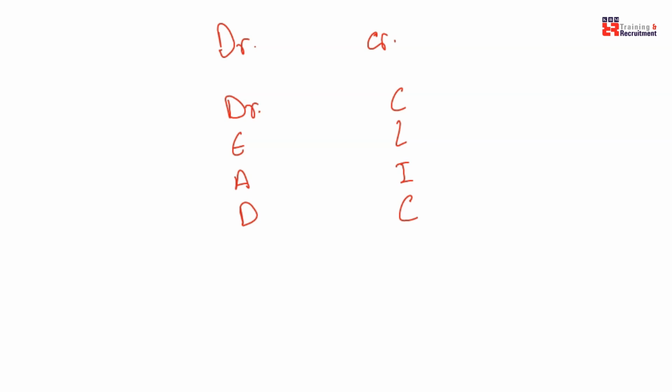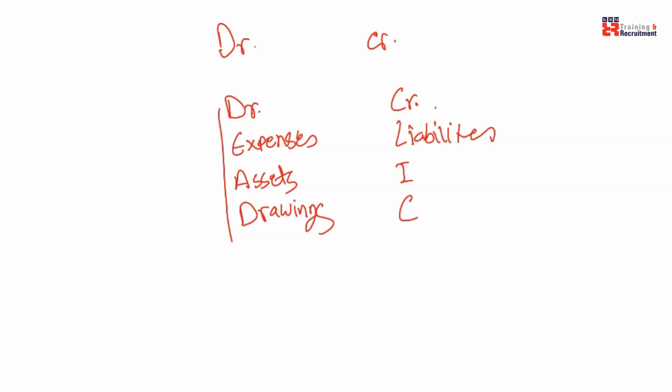D for DR, not the doctor, yeah. C for CR, DR debit, CR credit. Then if you follow vertically, E expenses, A assets, and D for drawings. These are your debit items. Expense, assets, and drawings are your debit items. Dead, debit. CR on the credit side, liabilities, I for income, and C for capital.